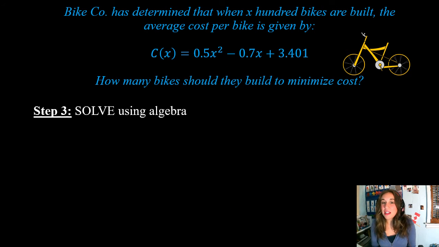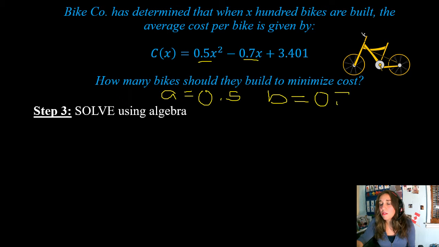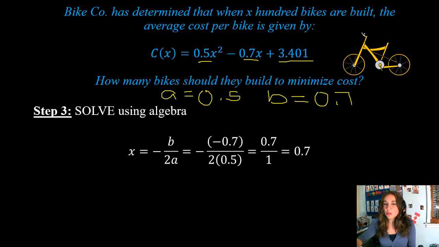So here we are at step 3, solve using algebra. Okay, so we know what our a is. Our a is 0.5. We know what our b is. Our b is 0.7. And we actually don't even need c for the vertex formula. It's good to write it. I mean, it's a good habit. We know what our c is, but we don't actually need it for this formula. So we're just going to plug that right into our vertex formula.